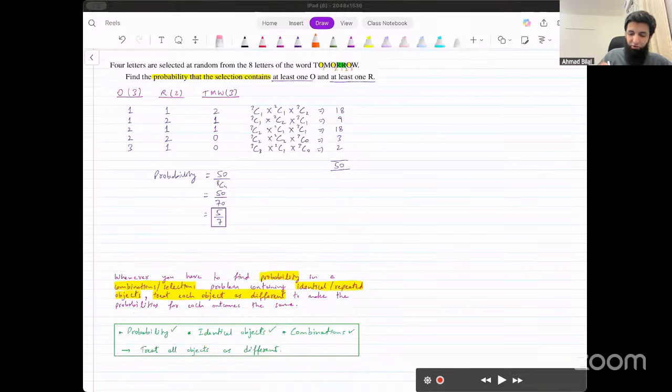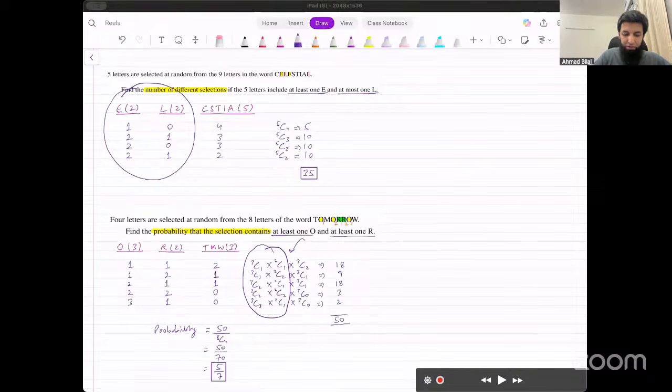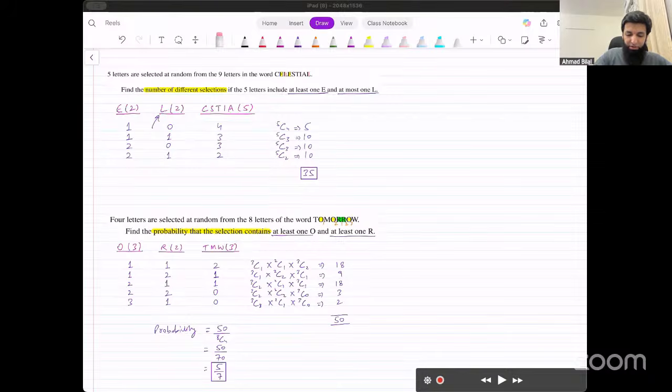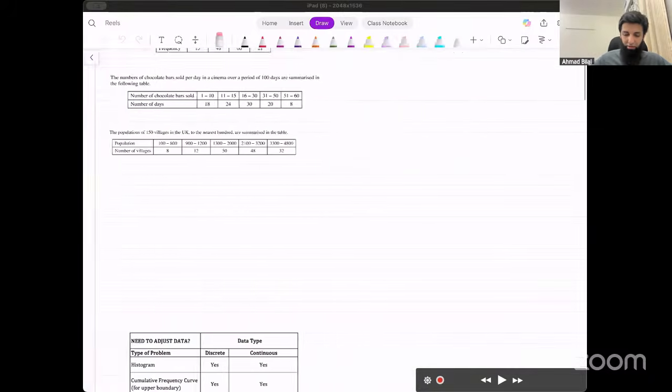In this case, you are going to treat all of the identical letters as different, and you will apply the combination function on those identical letters as well. You see, in the first case, we were not using combinations on E and L. In this case, when we have probability, we do use combinations on E and R as well. Make sure that you understand this. I've explained the logic for this in a recent video as well. Go through that if you do not know this.